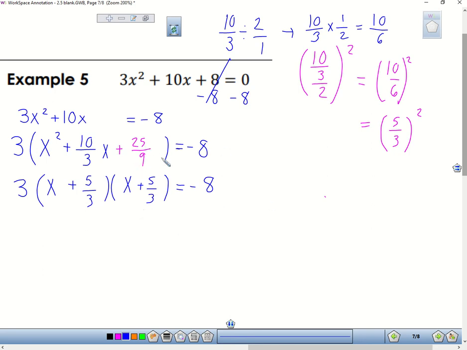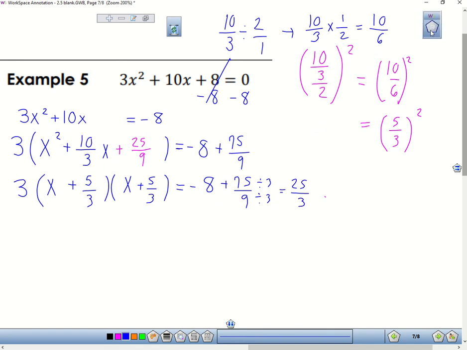Now, oh, we forgot something. We added a 25 ninths to this side of the equation, so I'm going to have to do that on the other side, right? But we didn't actually add 25 ninths. We added 3 times 25 ninths. What's 3 times 25? 75. 75 ninths. We added 75 ninths to the other side. So I'm going to have to simplify 75 ninths. I can divide the numerator and denominator by 3, right? And this simplifies to 25 thirds. So we actually added 25 thirds to the other side.